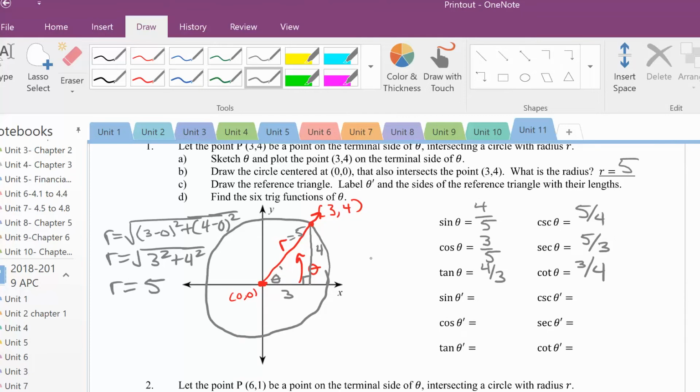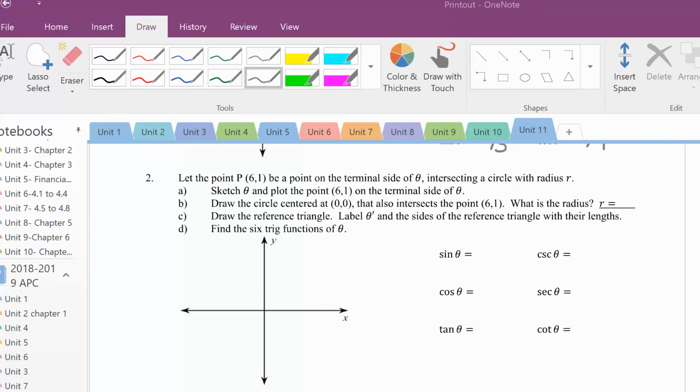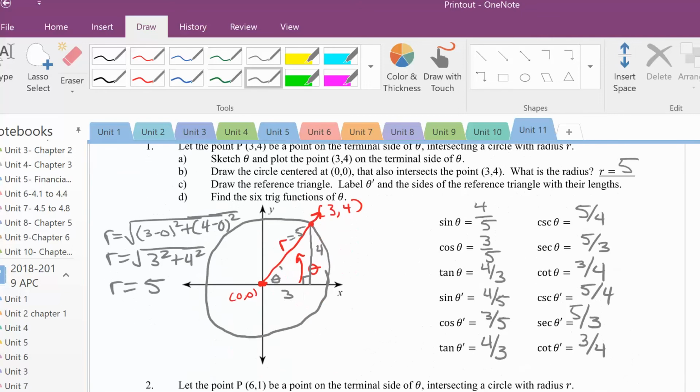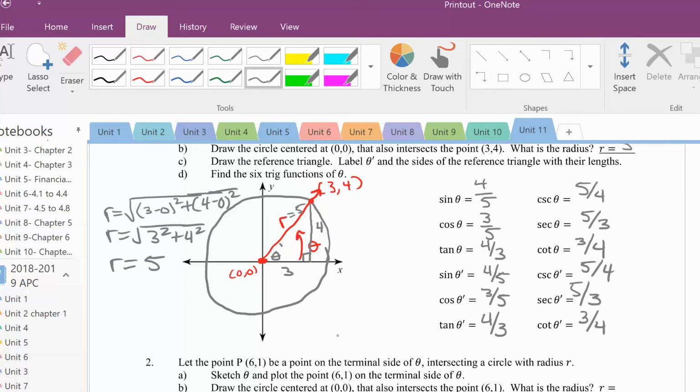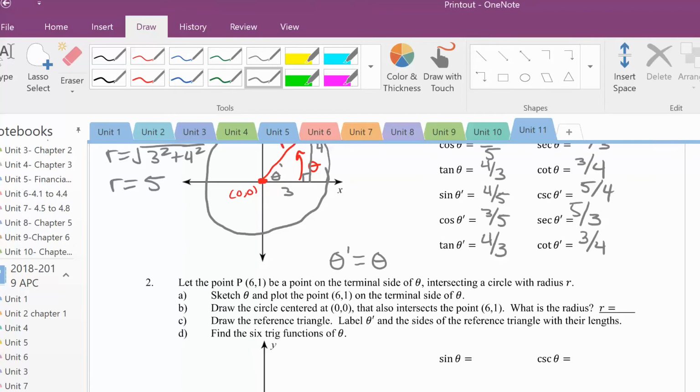Notice for the reference triangle, the values are the same. The sine is 4/5, cosine is 3/5, tangent is 4/3, cotangent is 3/4, secant 5/3, cosecant of theta is 5/4. So notice in the last one that the values of the reference angle and the angle are the same. Basically, the reference angle and the angle are the same because it's in the first quadrant.